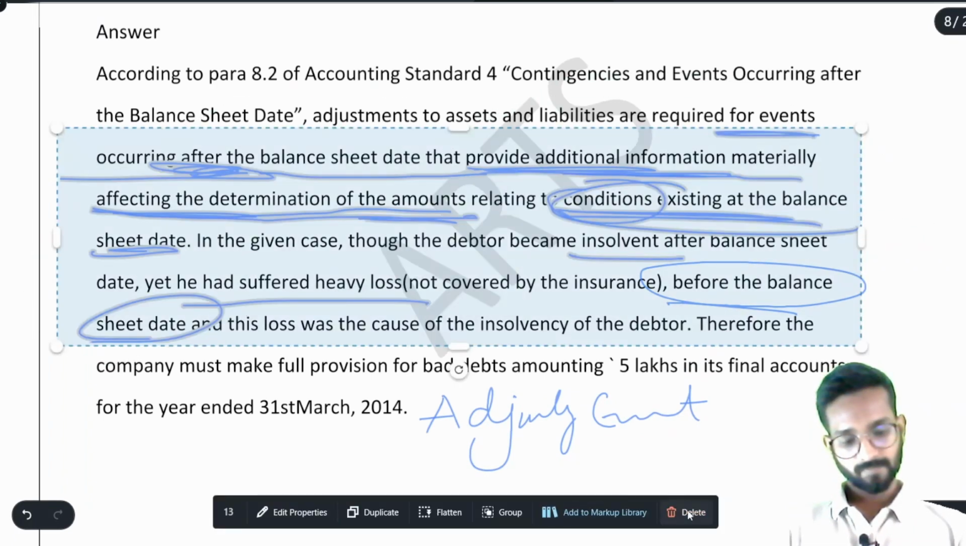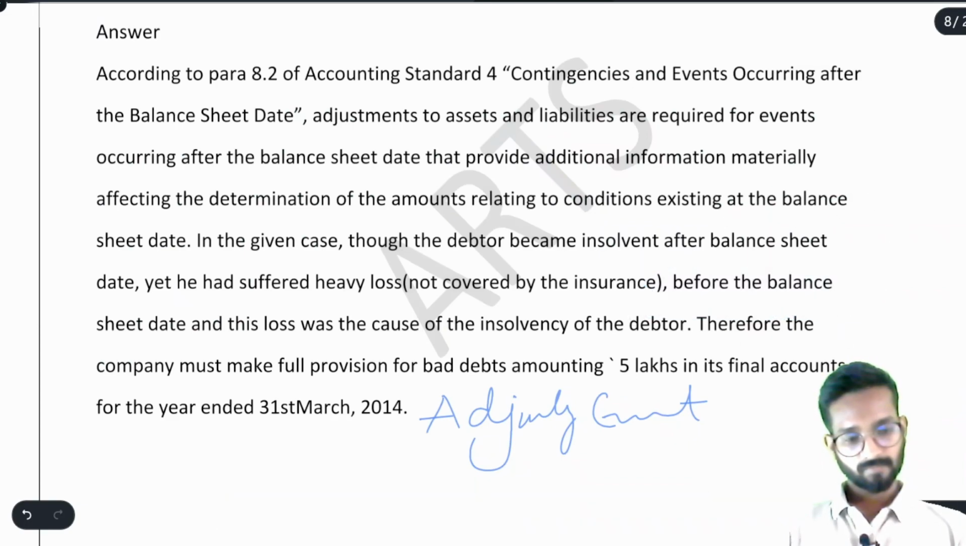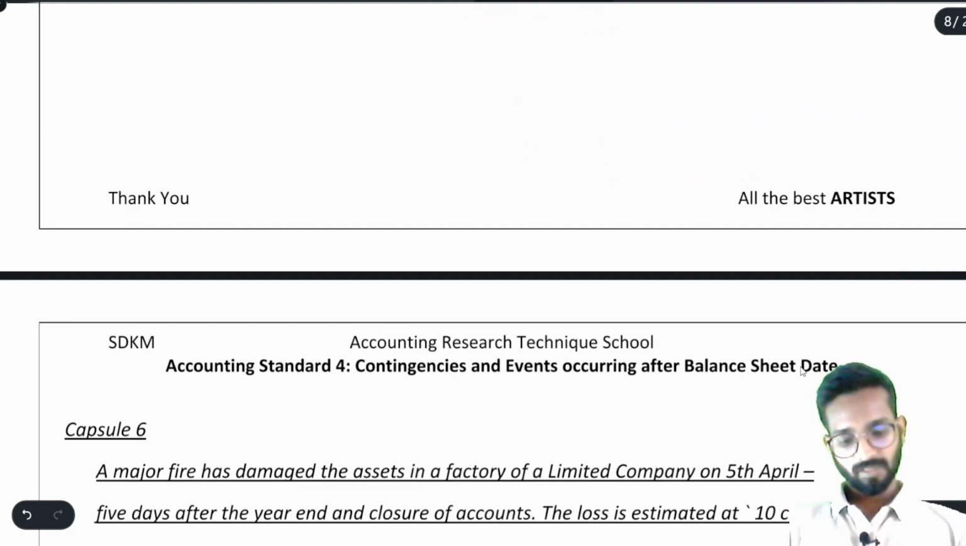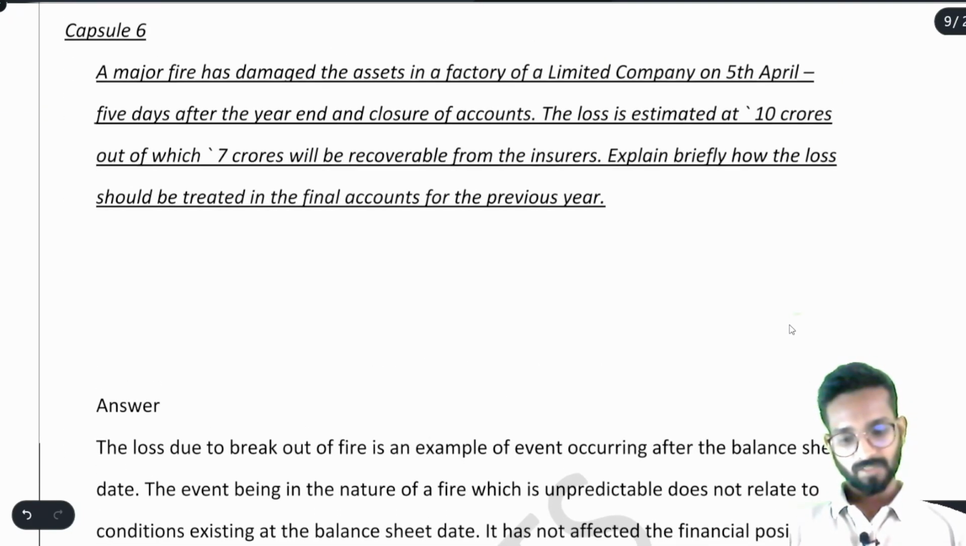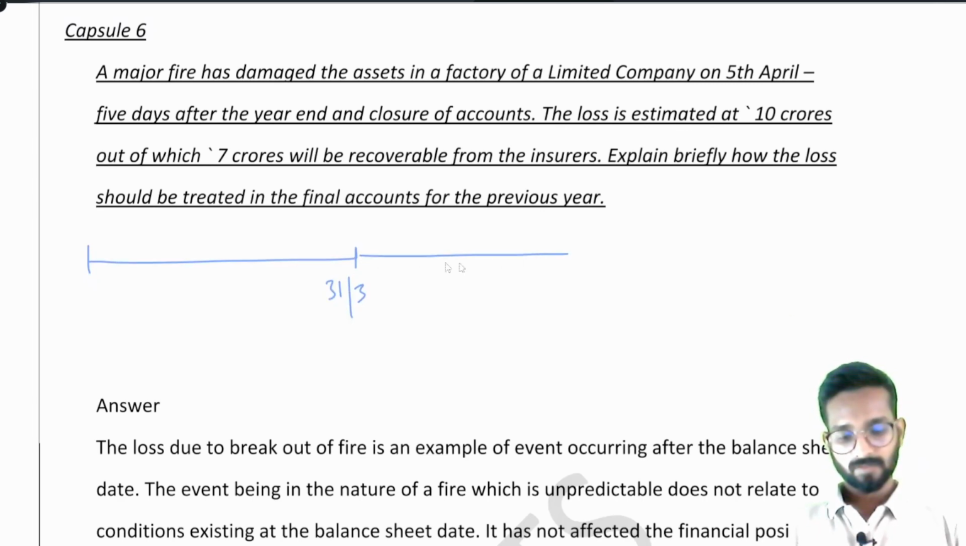Okay. Now after this, the next question we have here, capsule number 6. A major fire has damaged the assets in a factory of a limited company on 5th April, 5 days after the year end. It means this is our year, and on 5th April there was a fire. The loss estimated is 10 crore.